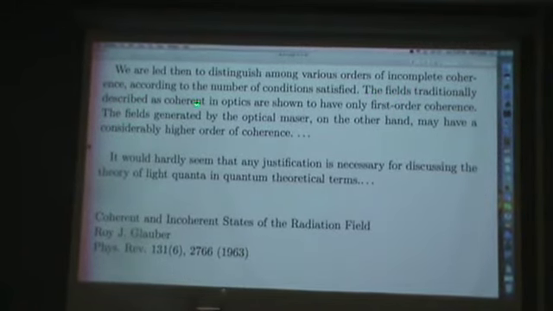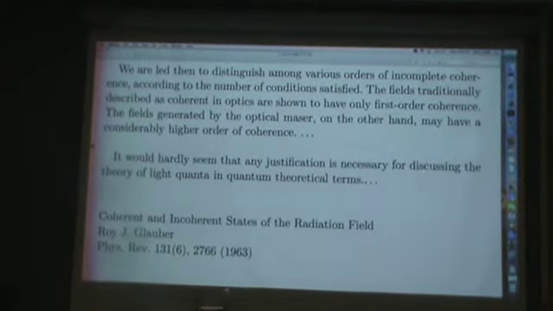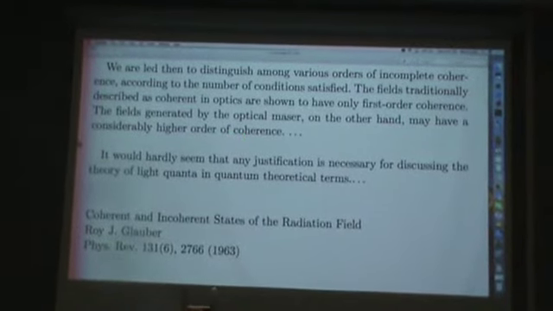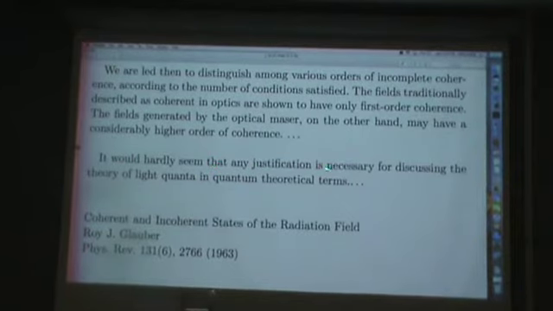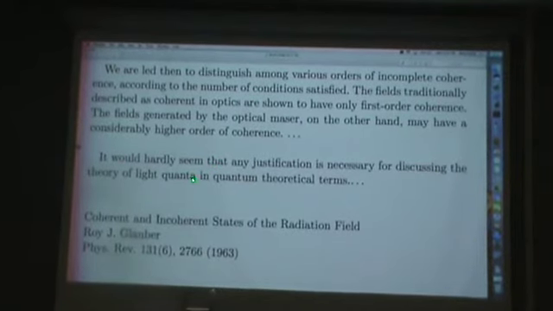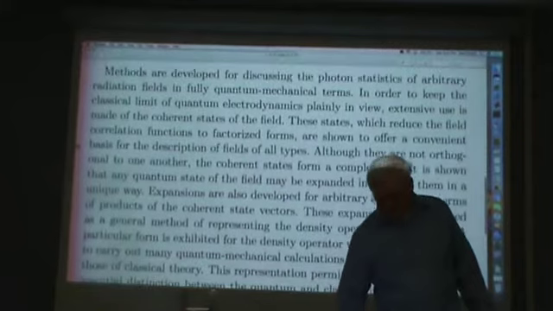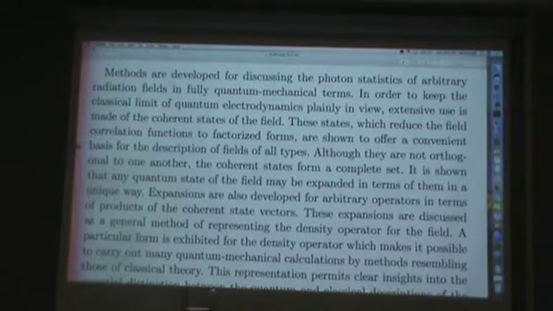"The fields traditionally described as coherent in optics are shown to have only first-order coherence. The fields generated by the optical maser, on the other hand," that's what the laser was called back in the early 60s, "may have a considerably higher order of coherence." Then he goes on to say, "It hardly seems that any justification is necessary for discussing the theory of light quanta in quantum theoretical terms." This is because optics has been discussed classically so much, for so long, like 100, 200 years.